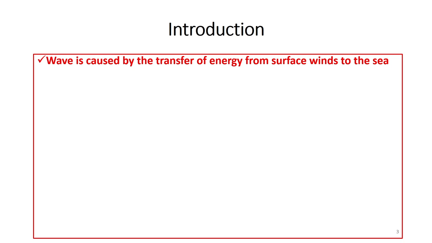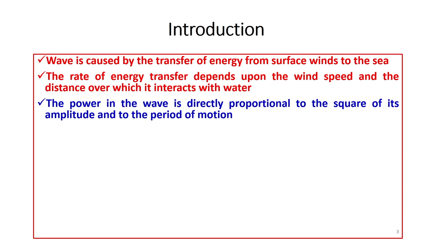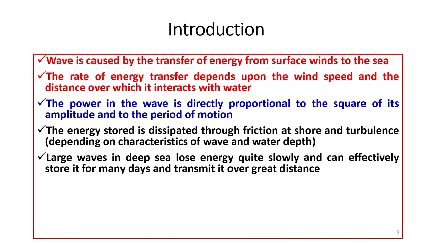So in the introduction, we must know how a wave is generated and how energy transfer takes place. Waves are caused by the transfer of energy from surface winds to the sea. The rate of energy transfer depends on the wind speed and the distance over which it interacts with water. The power in the wave is directly proportional to the square of its amplitude and to the period of motion. The energy stored is dissipated through friction at shore and turbulence, depending on the characteristics of the wave and water depth. The large waves in deep sea lose energy quite slowly and can effectively store it for many days and transmit it over great distances.